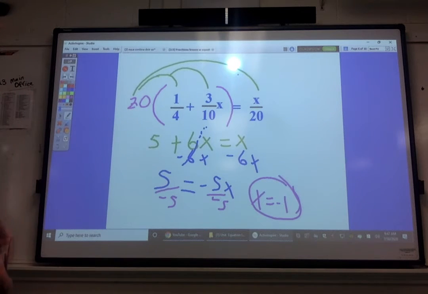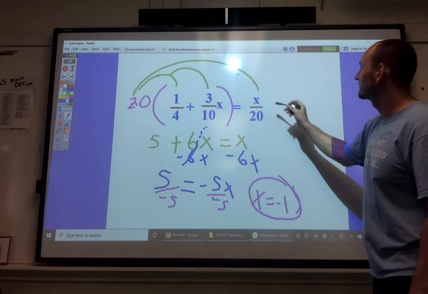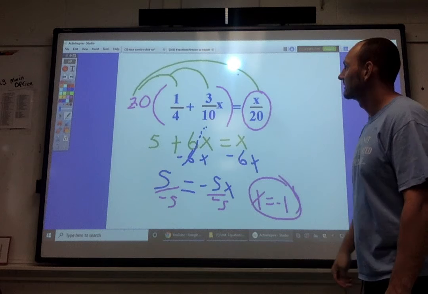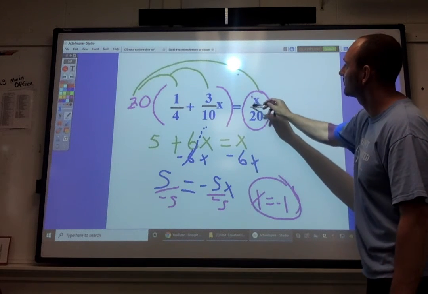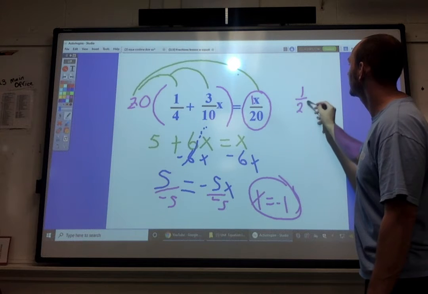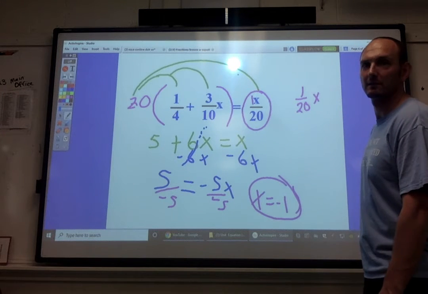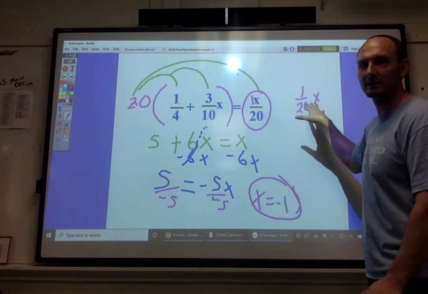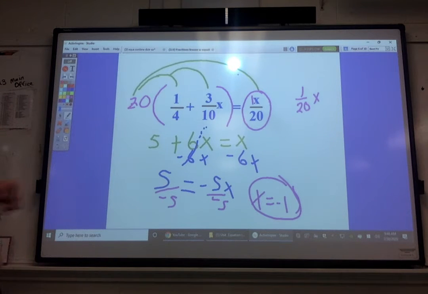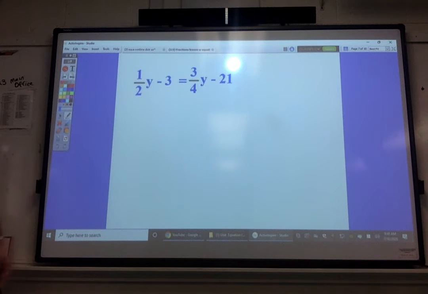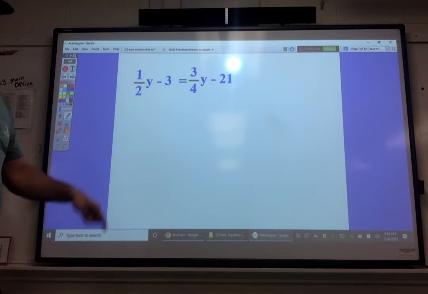Something I see my students complain about or be confused by is this part right here. That's x divided by 20. Well, we can rewrite that, since that's a 1 there, as 1/20 x. So if you need to rewrite it that way to help you see it better, you can. All right, let's move on. We've bored you enough. We got like 3 slides left. So again, try this. Do your best on it. Pause.